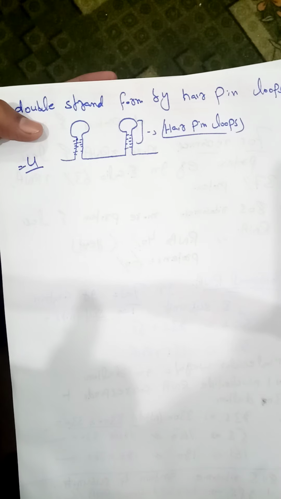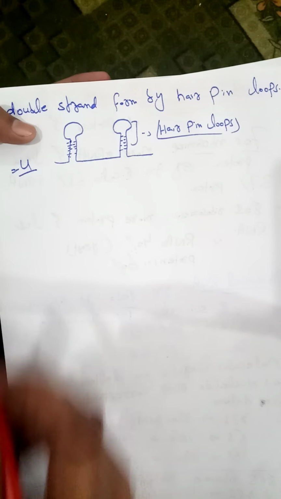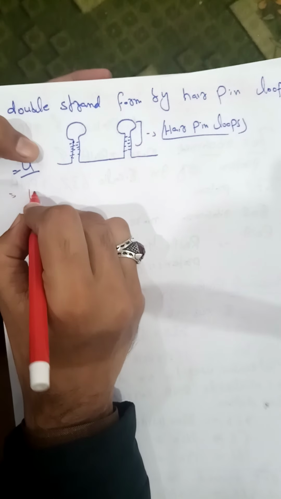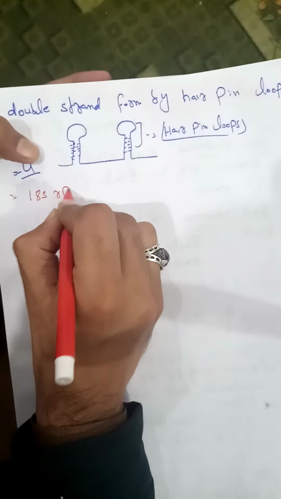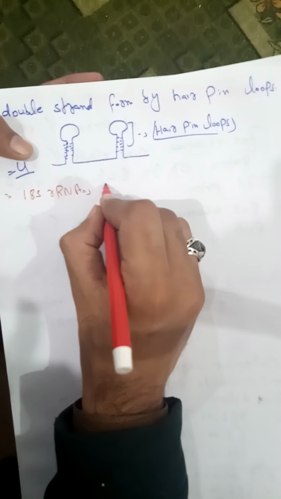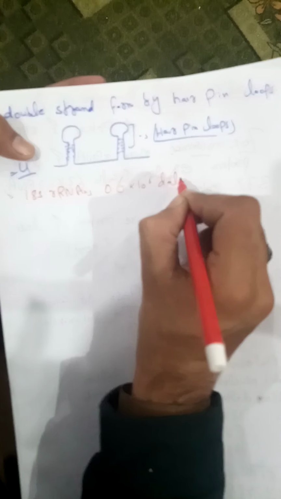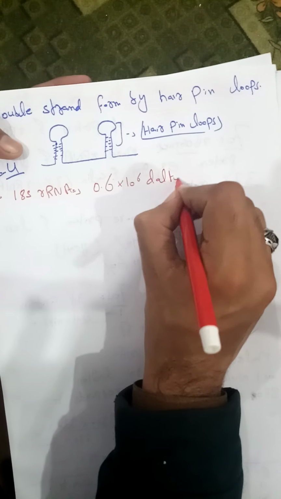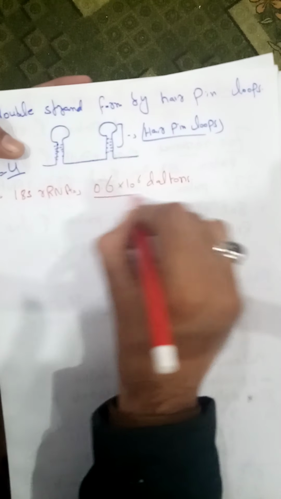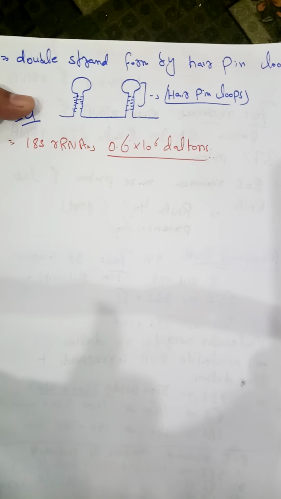The molecular weight of 28S ribosomal RNA is 1.6 multiplied by 10 raised to the power 6. The molecular weight of 18S ribosomal RNA is 0.6 multiplied by 10 raised to the power 6 Daltons. So this is the molecular weight of 18S ribosomal RNA.